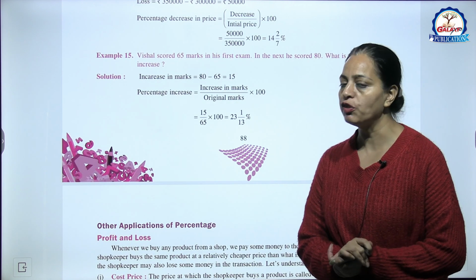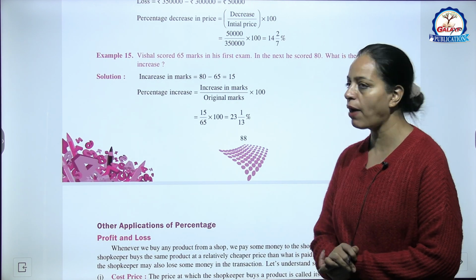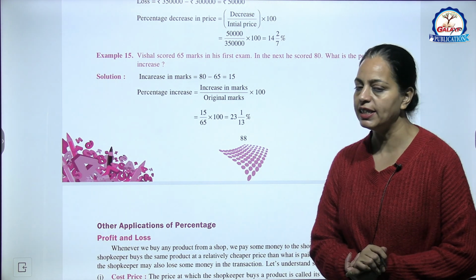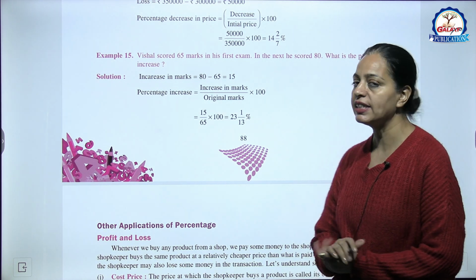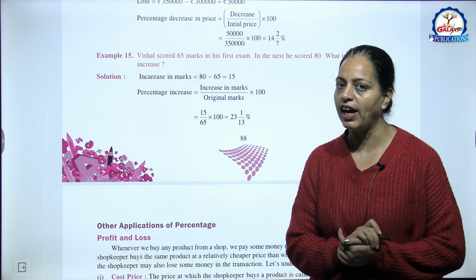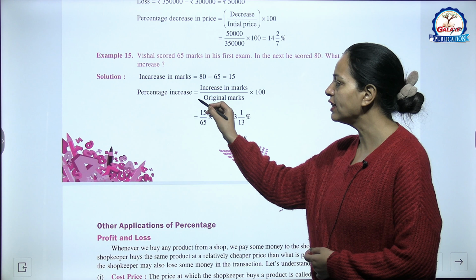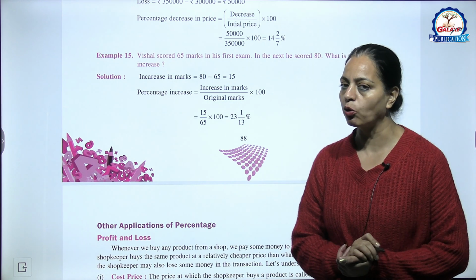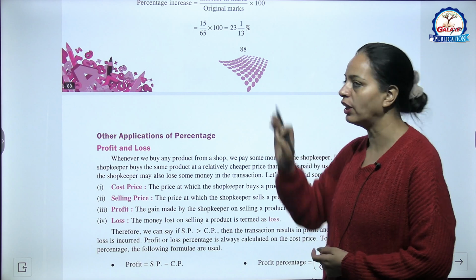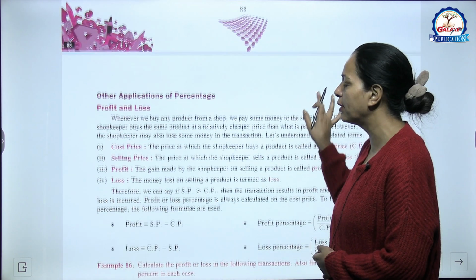Example 15. Vishal scored 65 marks in his first exam. In the next he scored 80 marks. So what is the percentage increase? So increase in marks is 80 minus 65, that is 15. So percentage increase in marks is increase upon original into 100. Substitute the values. Answer is 23 whole 1 by 13%.